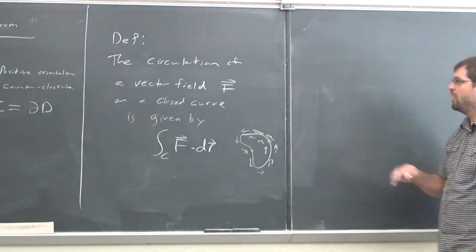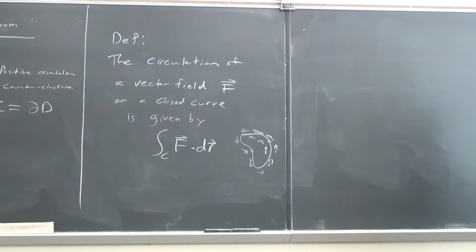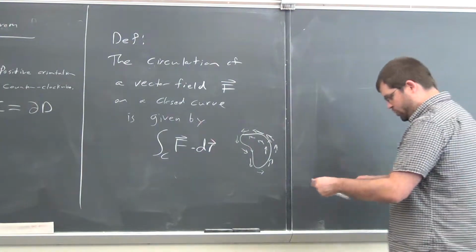And so in that case, you're going to end up with a positive circulation. If it was opposing you, you'd end up with a negative circulation. And if it's zero, then it sort of helped you in some places and didn't help you in other places. So let's just do an example.